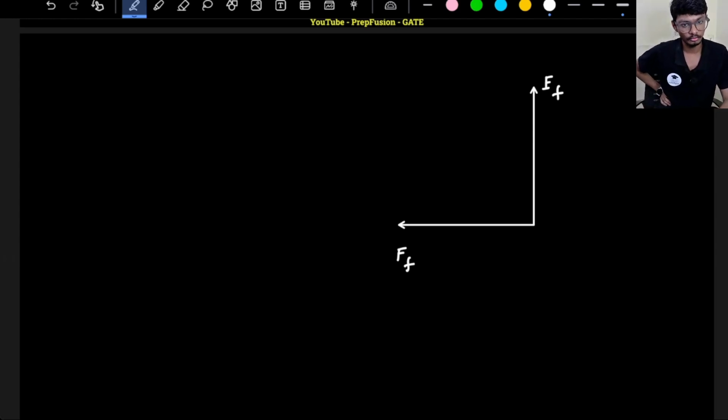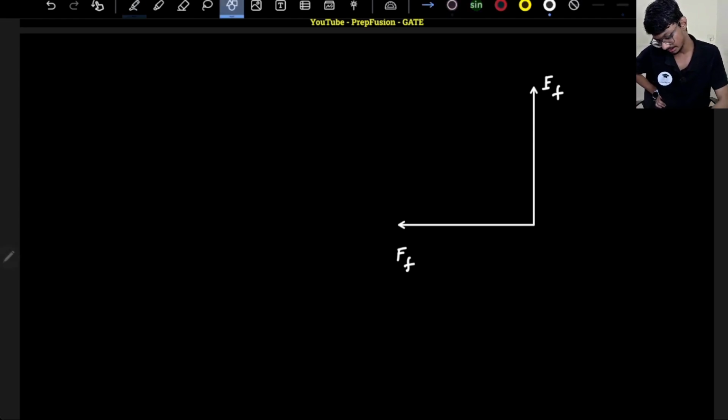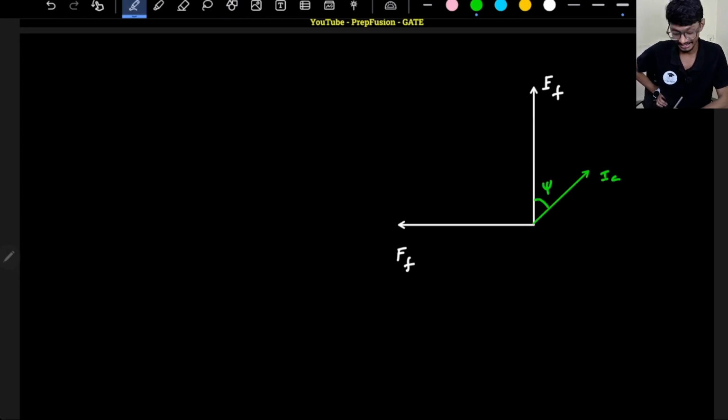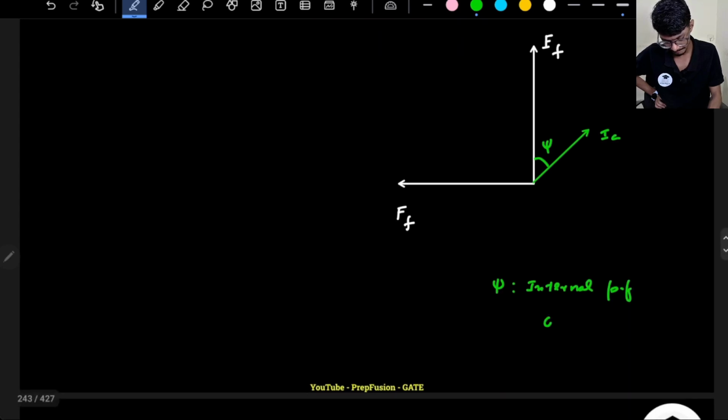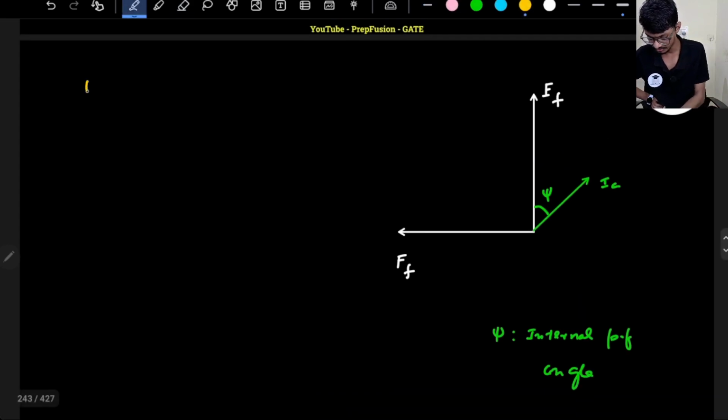Now one more thing I know, that there will be an armature current, right? For now I'm not drawing the terminal potential VT. So there will be armature current IA. The angle between IA and EF is xi, right? Xi is known as the internal power factor angle, and I observe that in this case it is lagging. I have assumed that IA is lagging, mostly it will be lagging only.